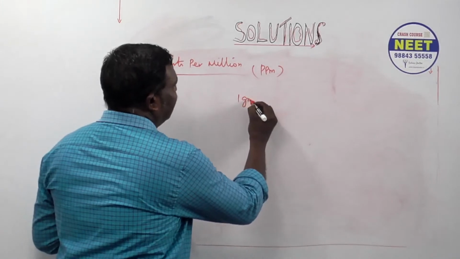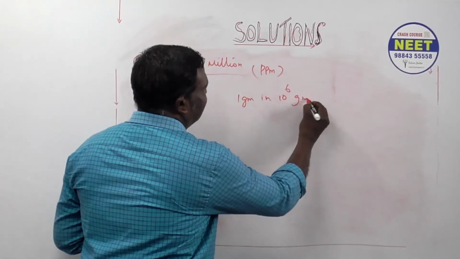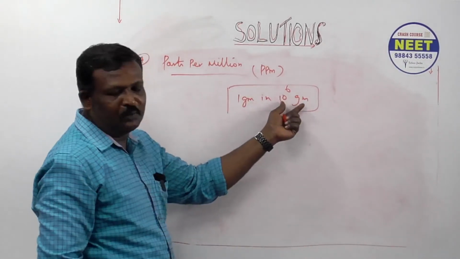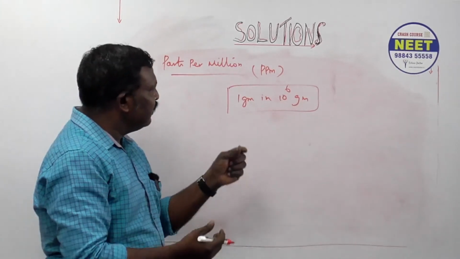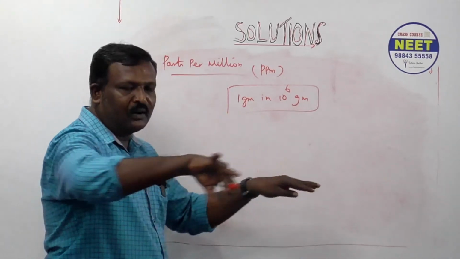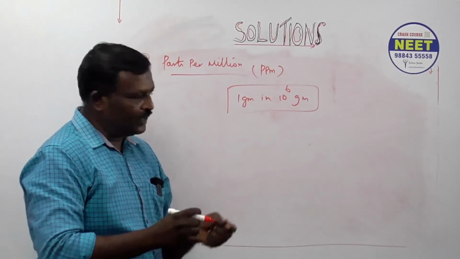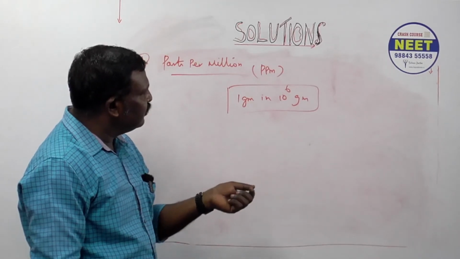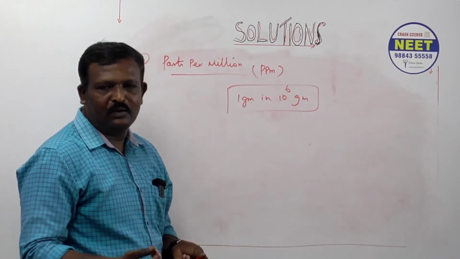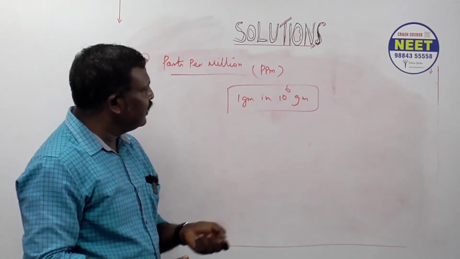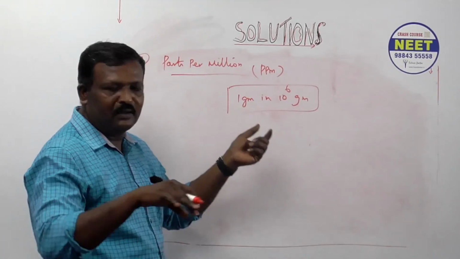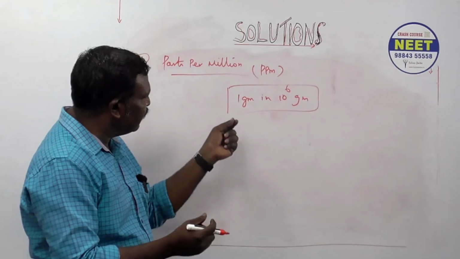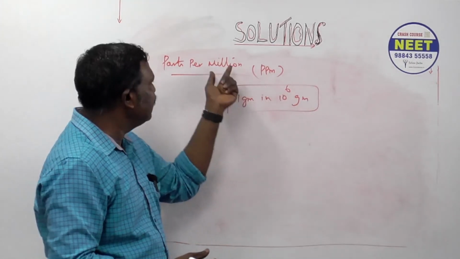That is 1 gram in 10 power 6 gram. That's all. Simply, 1 gram compared to 1 million, meaning 10 power 6. We are comparing a small quantity in a larger quantity. That relation only is called parts per million. If you take sea water, salts are there. So here 1 gram of salt in 10 power 6 gram of that solution. So we are comparing the small quantity with the bigger quantity. It's called parts per million.